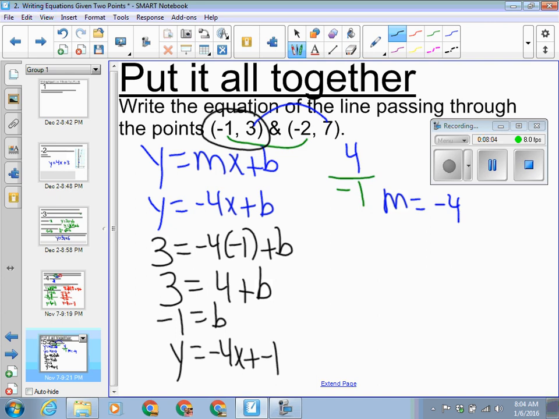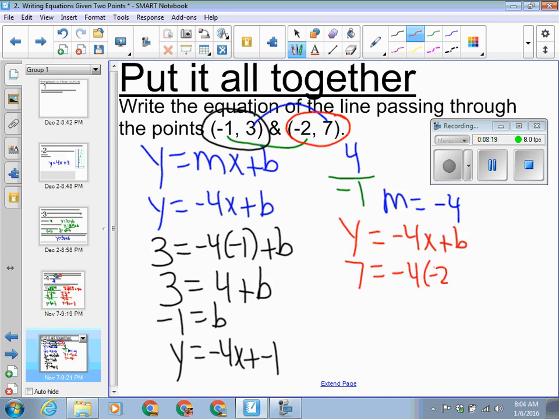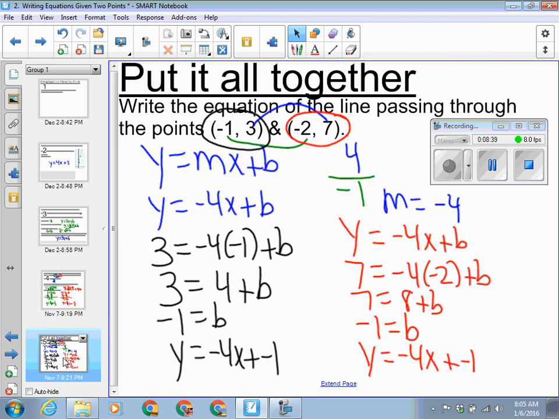And I'm going to go ahead and do the other one, just to kind of check my work. So again, same equation, y equals -4x plus b. And I'm plugging in these 2 points right here. 7 equals -4 times -2. 7 equals 8 plus b. And again, -1 equals b. So I know I did this correctly because I had the same y-intercept. So the final equation, y equals -4x, get it right this time, plus -1. Okay, this concludes your lesson on writing equations if given 2 points.